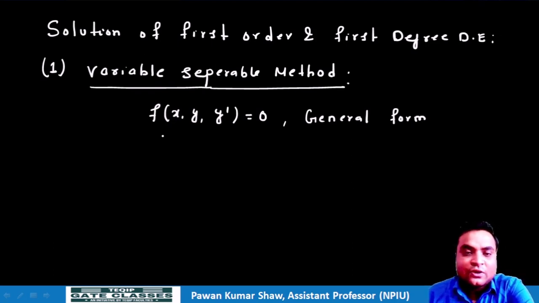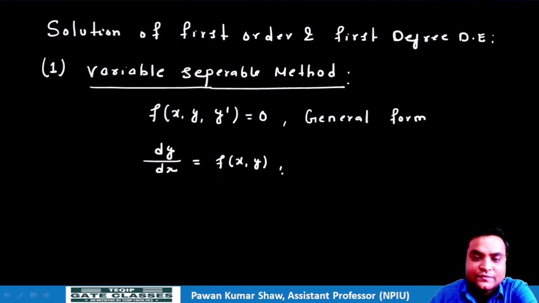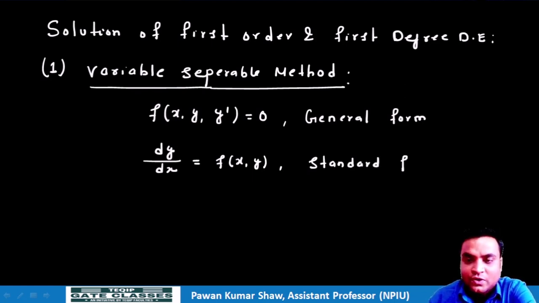We can also write the first order differential equation in the form dy by dx is equal to a function of x, y. So this is another form of a differential equation. This is called the standard form of first order and first degree differential equation.